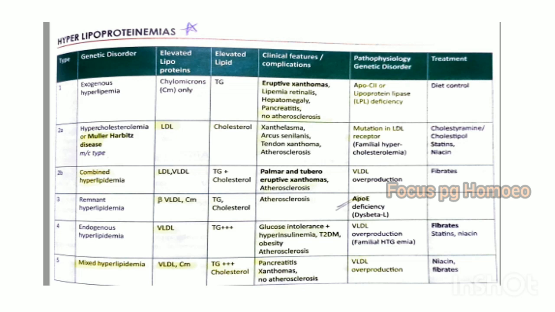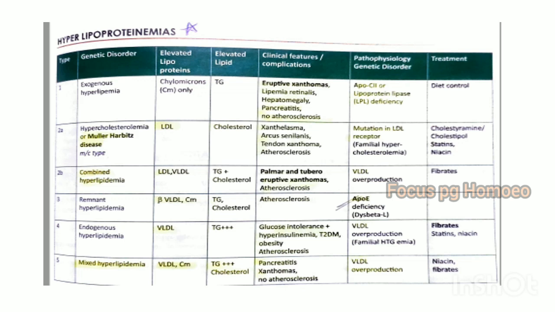Coming to hyperlipoproteinemias. The genetic disorder exogenous hyperlipemia is because of elevated chylomicrons and elevated triglycerides. The patient presents with eruptive xanthomas, lipemia retinalis, hepatomegaly, pancreatitis, but no atherosclerosis. Here you will get ApoC2 or lipoprotein lipase deficiency.